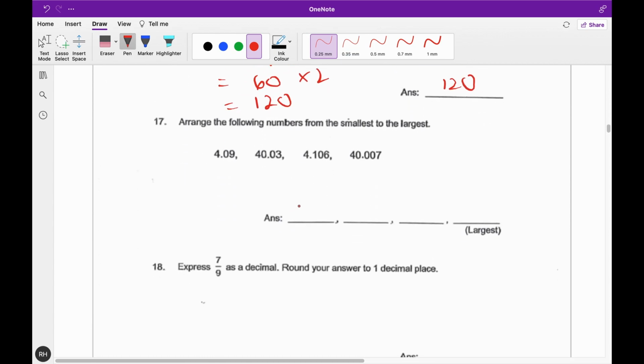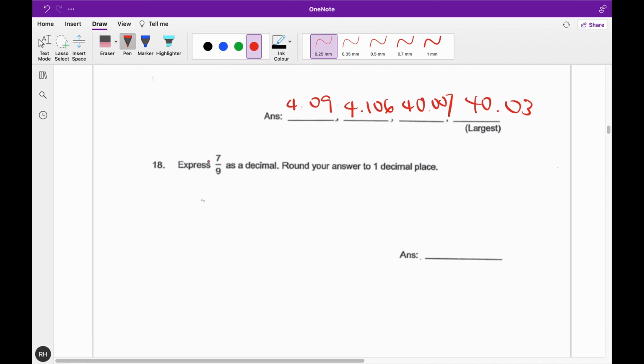Question 17. Arrange the following numbers from the smallest to the largest. Okay, so smallest, we have 4.0, this is 4.1. So this is smallest, 4.09, followed by 4.106. And then 40.007 and 40.03. The 0, 0 is smaller, so 40.007, and the last one will be 40.03.